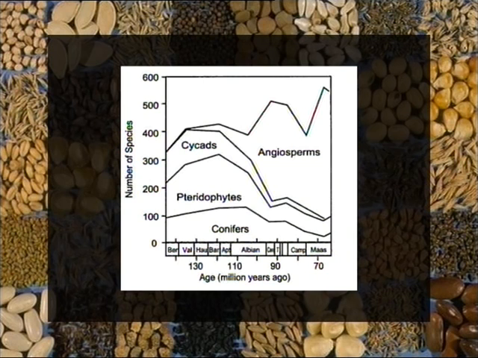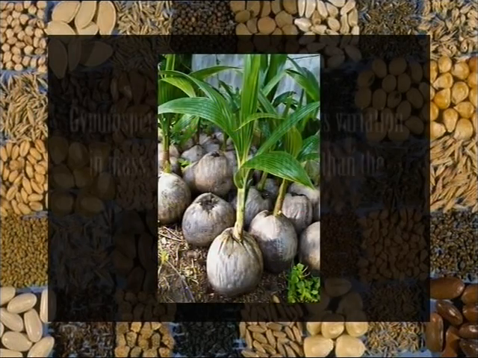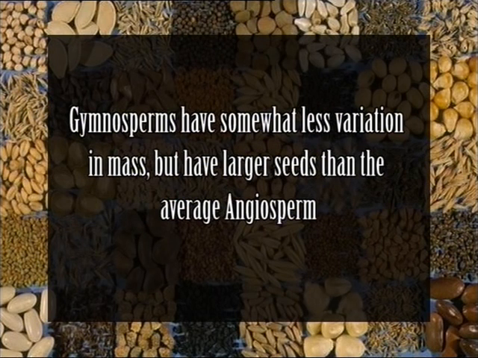During a period of rapid angiosperm diversification, around 85 to 65 million years before, angiosperms moved out of the tropics and shifted from being predominantly small seeded to having a much wider range of seed sizes. Extant angiosperms have seed masses spanning more than 11 orders of magnitude, from the lint-like seeds of orchids up to the 20 kg seeds of the double coconut. Gymnosperms have somewhat less variation in seed mass, but usually have larger seeds than the average angiosperms.